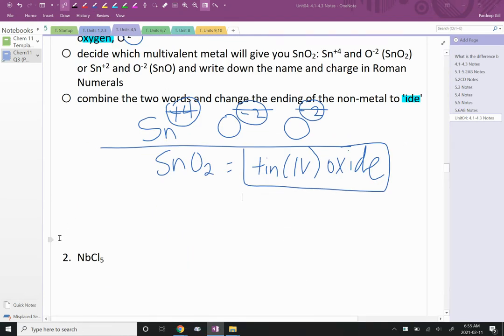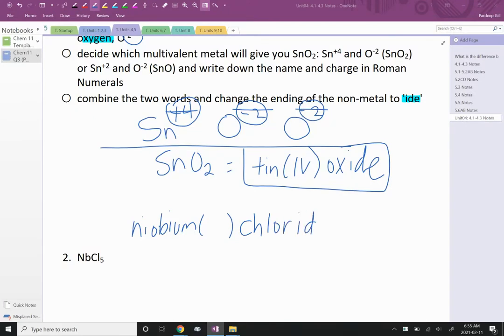Okay, let's look at the next one here. NbCl5. Nb is niobium, and it has charges of +5, +3. Once again, we don't know what the charge is, so we can write down the name. We know there's going to be Roman numerals involved; we just don't know which one it's going to be. And we know that Cl is a nonmetal, and it's going to be chlorine, but we change the ending to IDE. So we pretty much have the name, but we just need the charge.